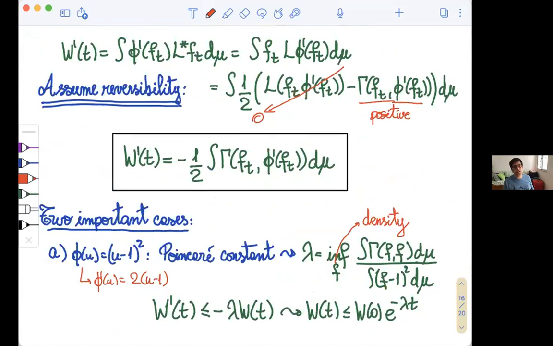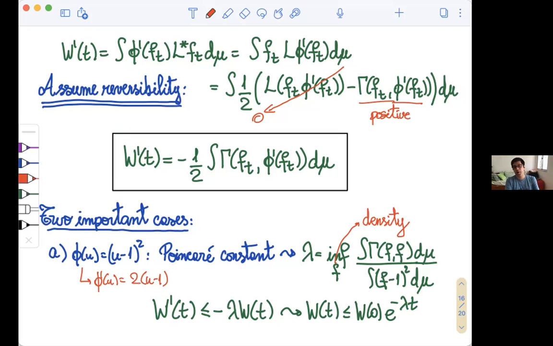Okay, so now let's make some computations. For the moment I'm going to assume reversibility of the chain, just to make this computation easier. If you take the derivative of W with respect to t, it's just a formula. You can exchange the derivative with the integral because everything is finite. Phi is strictly convex, so in particular it is differentiable. So you can do this computation and you discover that it is the integral of phi prime of f_t times L star of f_t.